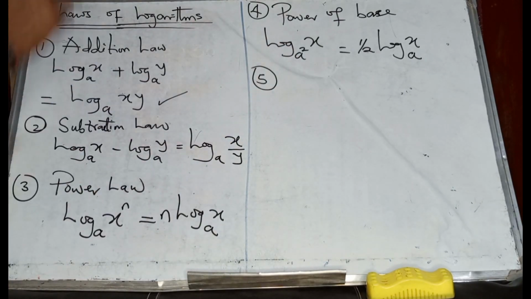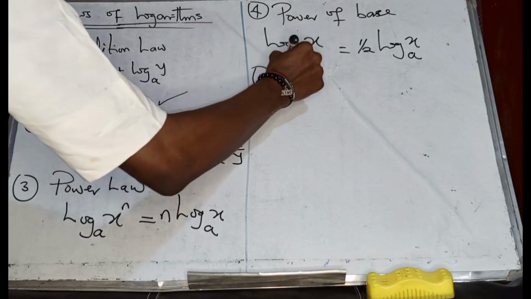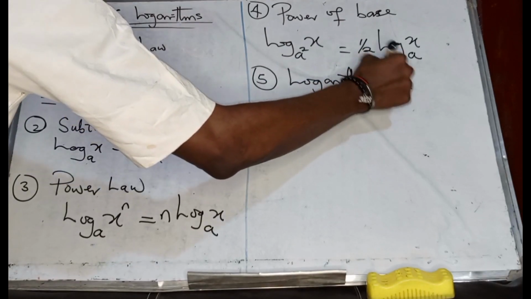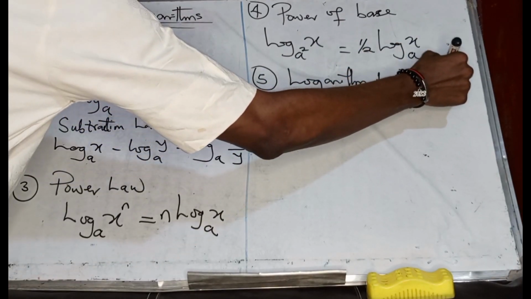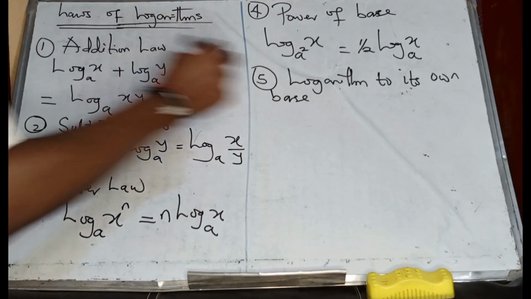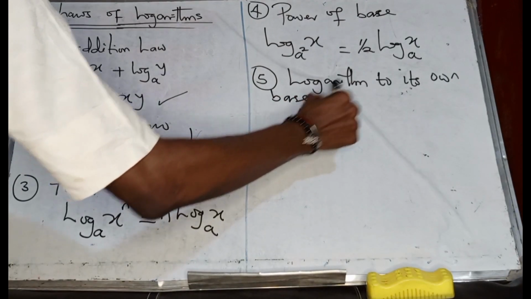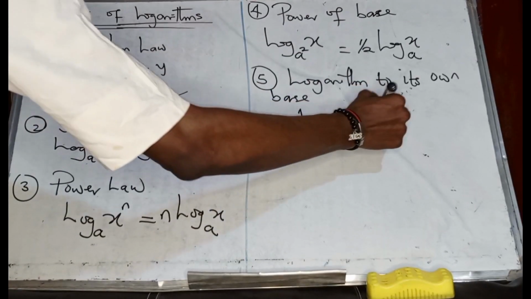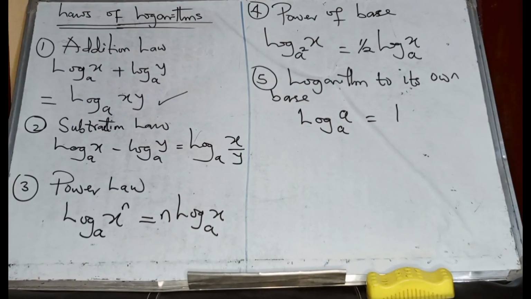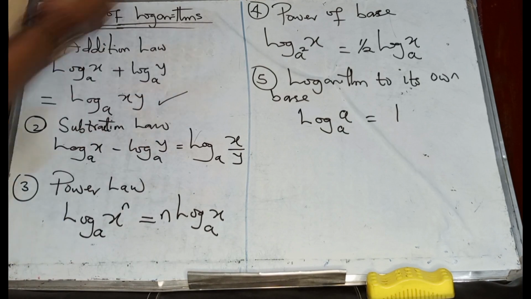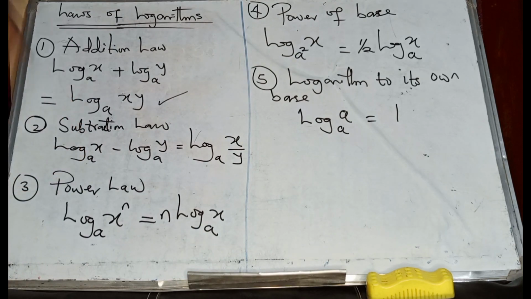Now rule number 5 is logarithm to its own base, and this is just as simple as this. If I have log a base a, logarithm to its own base, it will give me 1. This is the law of logarithm number 5 in this video. So log a to the base of a, logarithm to its own base, is definitely 1. Even if we have log m to the base of m, it will still give us just 1.